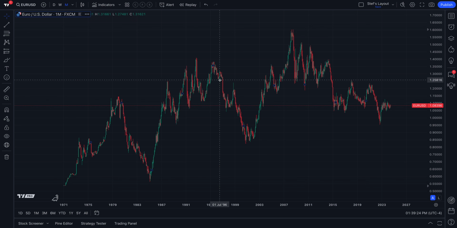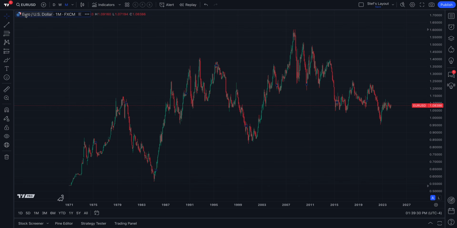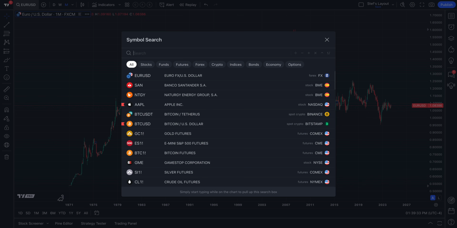Every asset and symbol, depending on its exchange or brokerage, is going to have a different data source and thus starting point. So it's really important that you know where your data is coming from, and you can always check that by looking at the exchange or brokerage whereby the data is coming from.